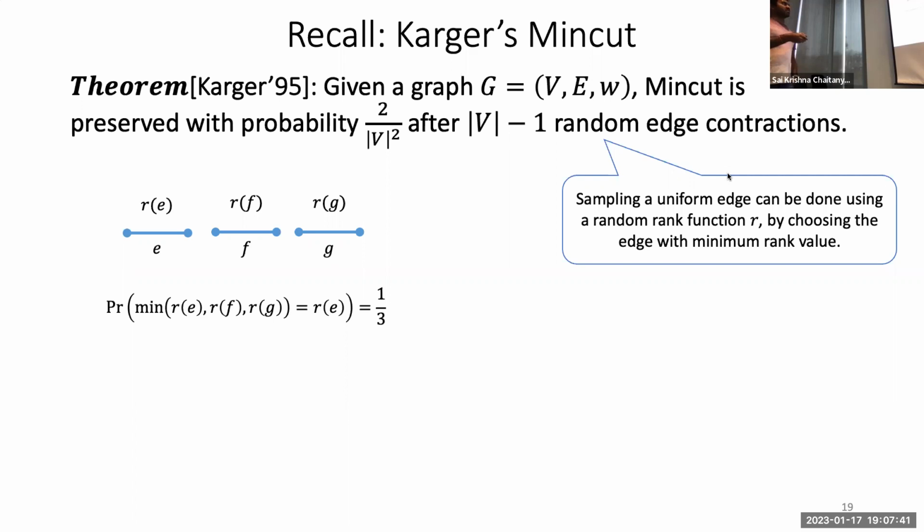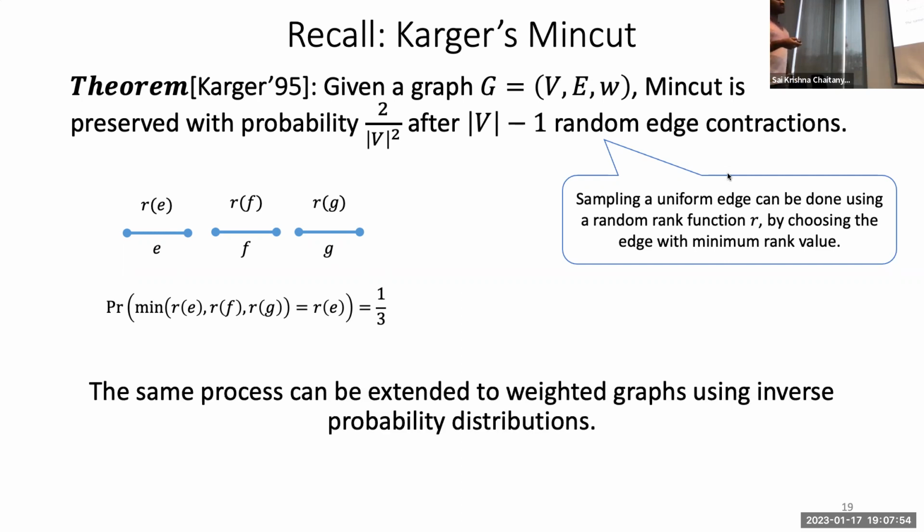Because there is no reason to be biased against anything here, the probability of any one particular edge being the minimum is basically 1/3. The same process can actually be extended to weighted graphs using inverse probability distributions. So now that we have three edges, we can sample them by just taking the minimum of these three random rank values.